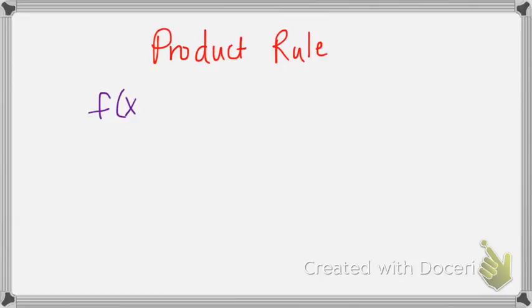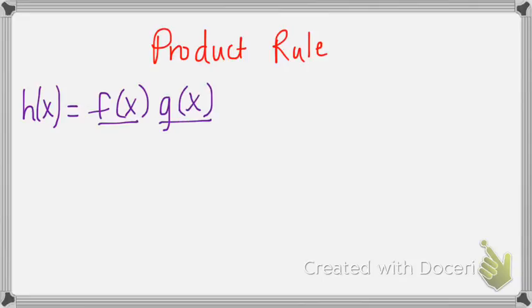Let's say that you have a function h of x, which is f of x times g of x. So that's two things multiplied together. When they're functions, it's things with x's with them. Now, if you just have a number, you could always find the derivative of the function and then just put the number with it. But when they're both functions, that is a little bit more of a process.